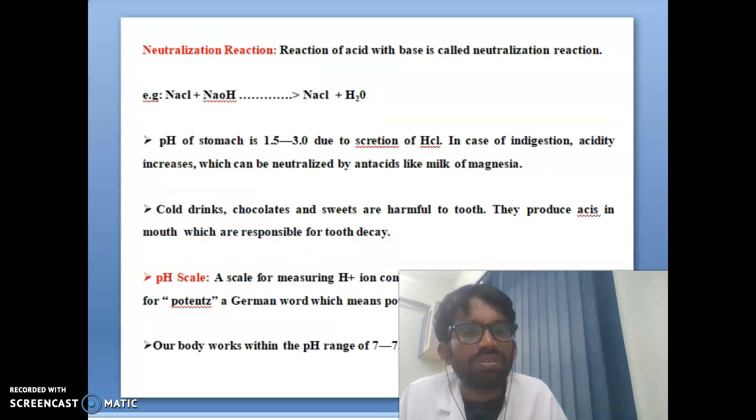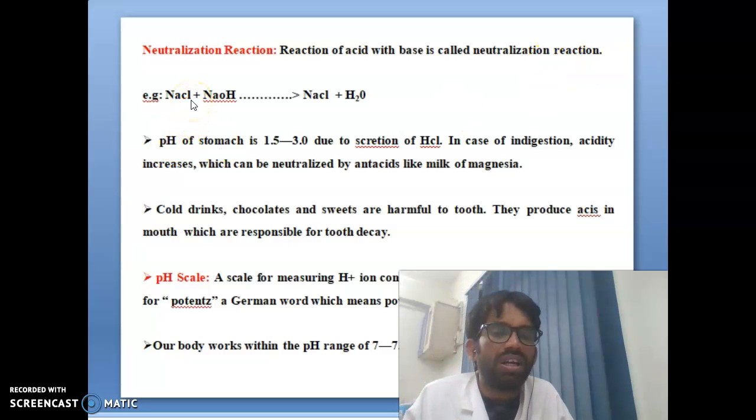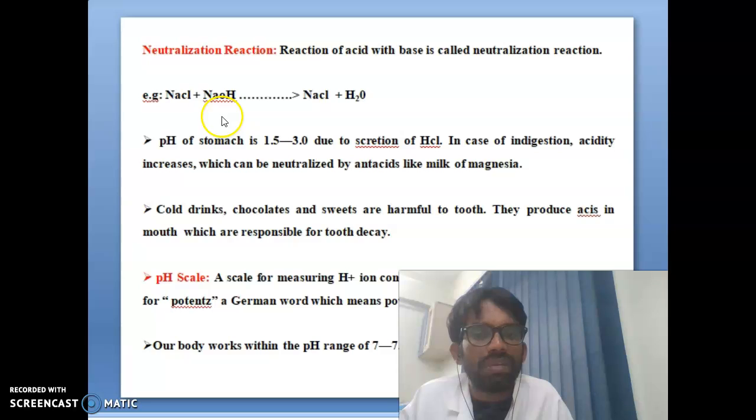Then we will talk about the neutralization reaction. The reaction of an acid with a base is called a neutralization reaction. When HCl reacts with sodium hydroxide NaOH, it gives NaCl plus H2O. Then the pH of the stomach is 1.5 to 3.0 due to secretion of HCl. In case of indigestion, acidity increases, which can be neutralized by an antacid like milk of magnesia.